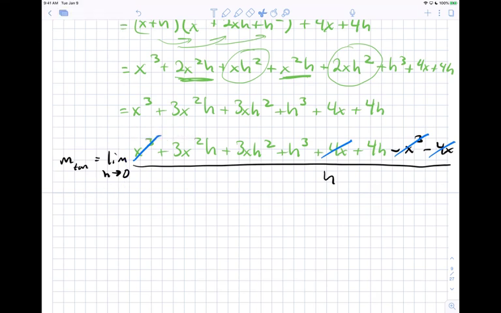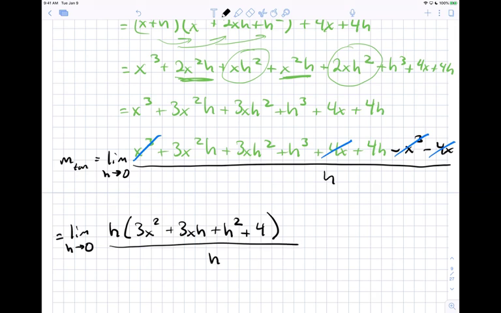So now this is going to be equal to the limit as h tends to 0. We can factor out an h from everything. We're going to be left with 3x squared, that h is gone, plus 3xh plus h squared plus 4, all divided by h. Notice that everything that was left had an h, so I went on and factored it out. The whole point is that we wanted this effect to happen. So now we should be golden at this point.